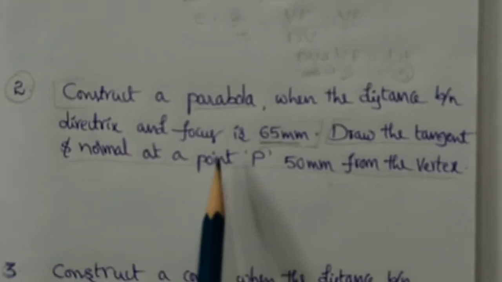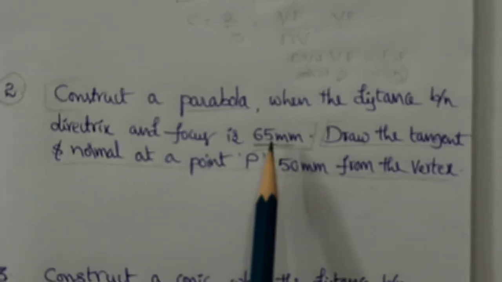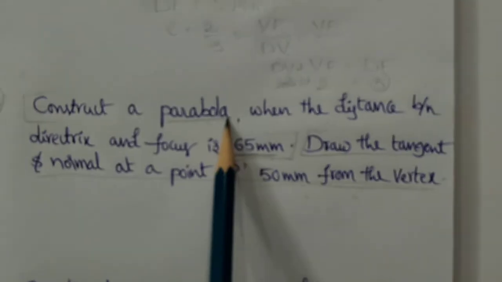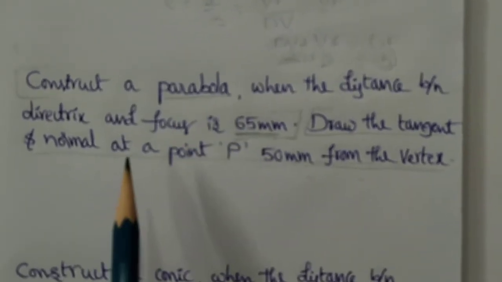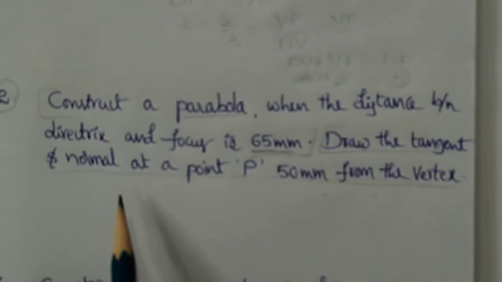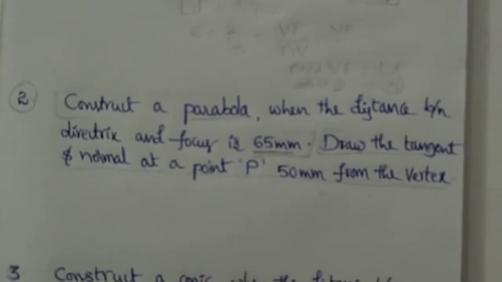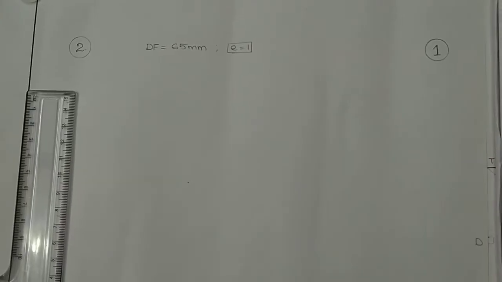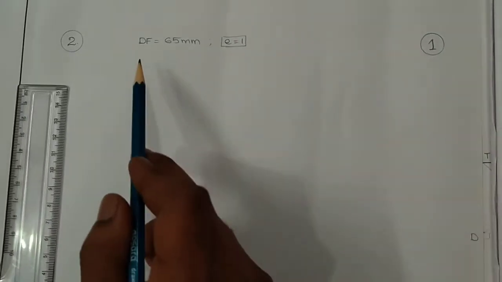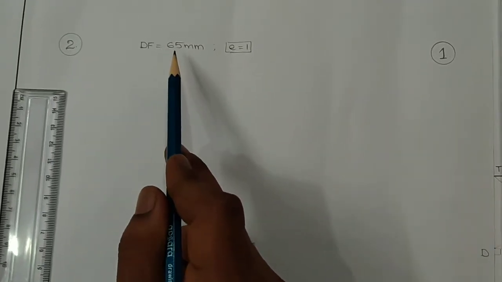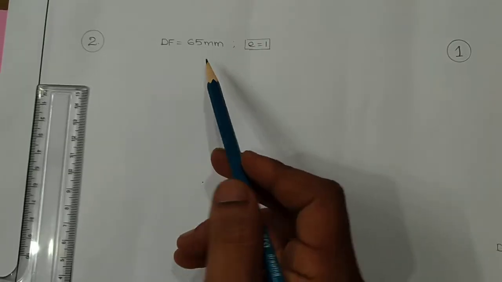So in this problem the eccentricity value is not available, but we know the eccentricity value for the parabola is equal to 1. So we can take eccentricity value directly as 1 for the purpose of constructing the parabola. According to the given data, the distance between directrix and focus is 65 mm. So we can start the construction of the parabola.